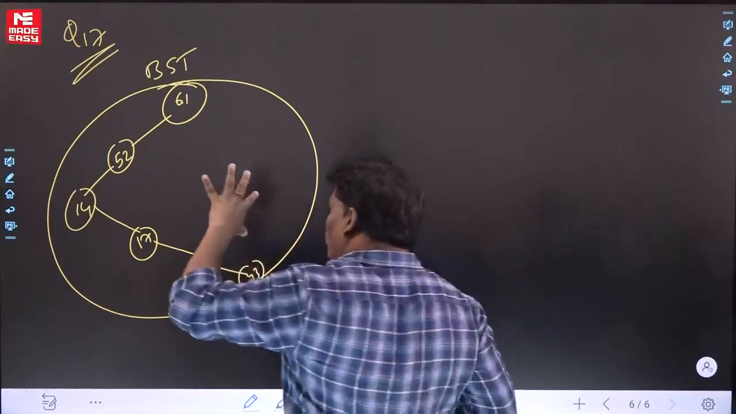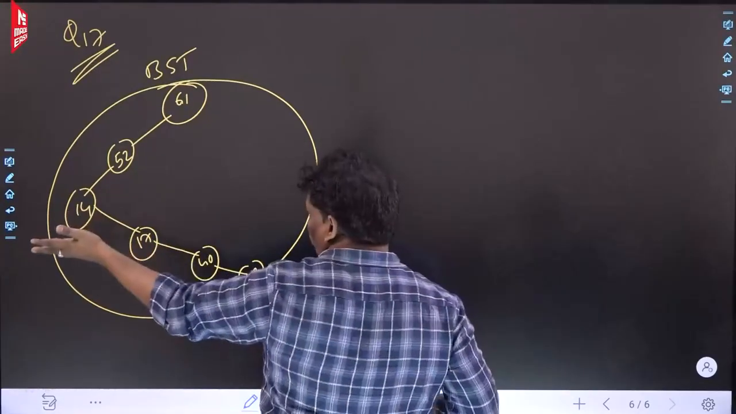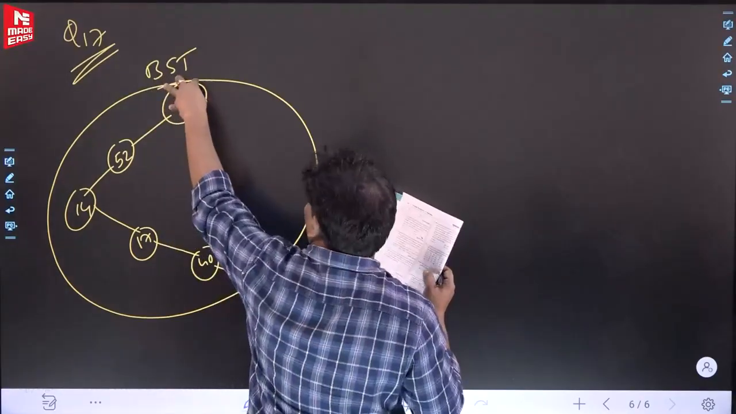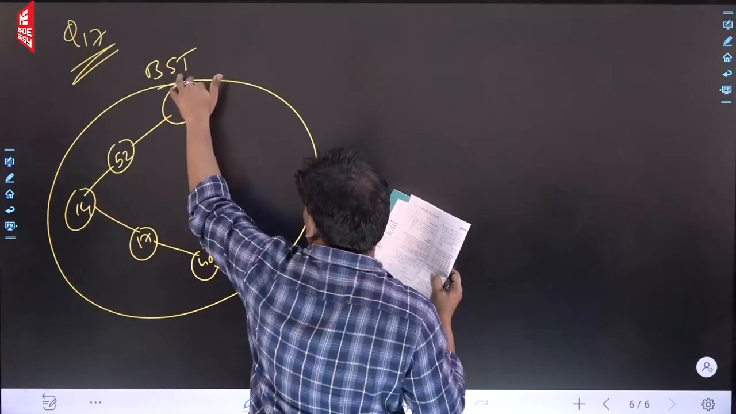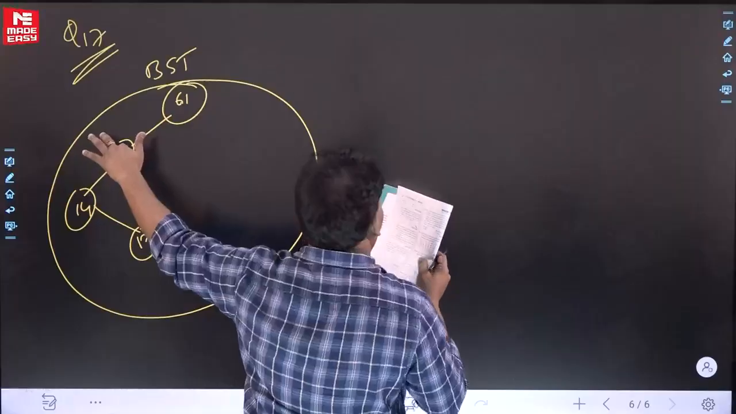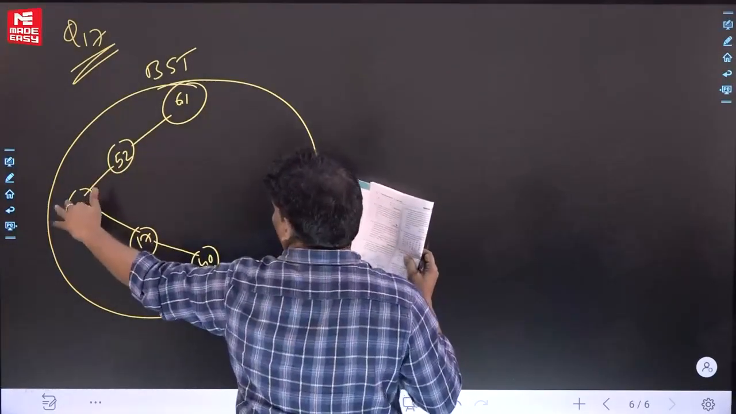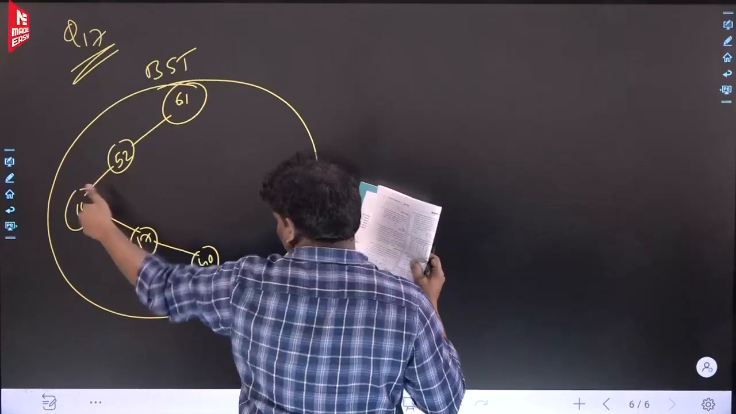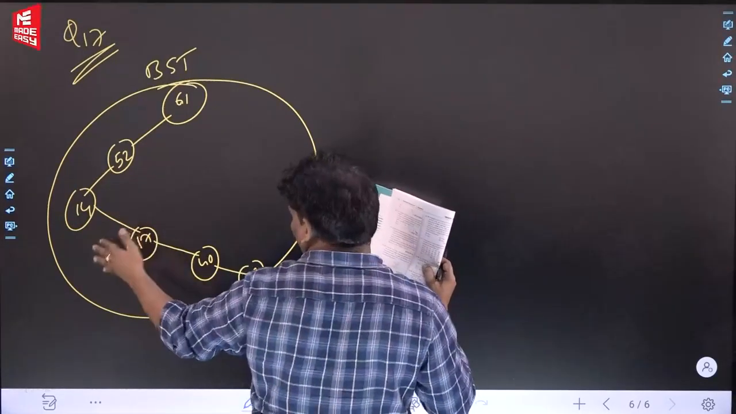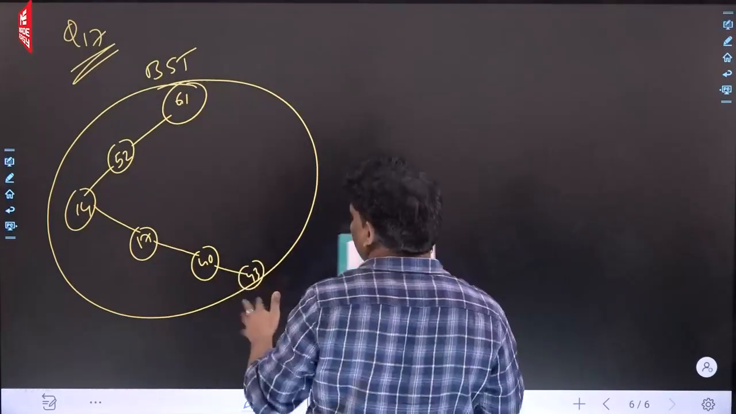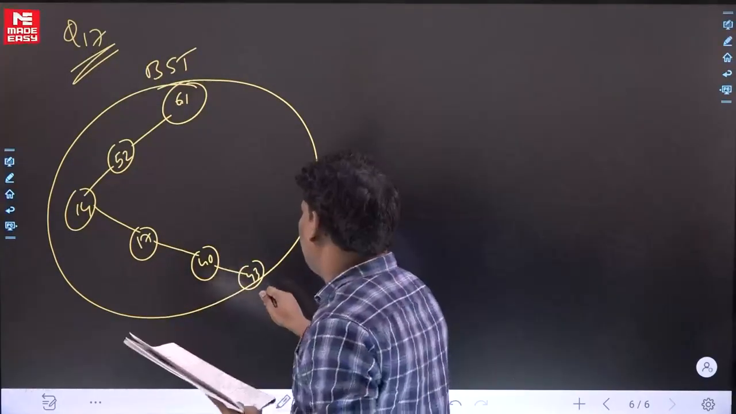So he has one BST, but he has not shown it to you, so anyone can be root. According to option A, 61 is root. Is 61 equal to 43? No, I want less than that. Next, 52. Is 52 equal to 43? No, less than that. 14 is not equal to 43, more than that. 17, more than that. 40, more than that. 43 is equal to 43. Yes, stop. So that is option A.